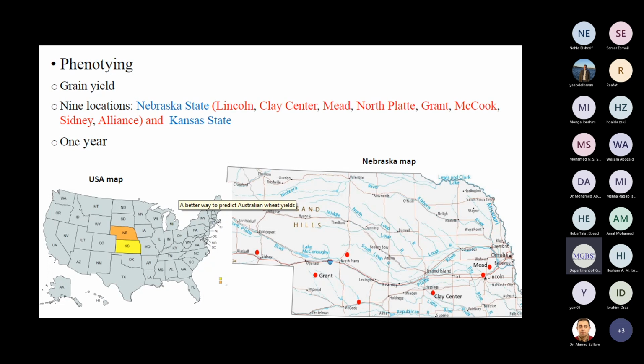We grew these genotypes in Nebraska, where we have 8 locations, 8 cities, as you see here in the red points. Some are in the extreme south, some in the extreme west, some in the extreme east, and there is also Kansas State University. So we aimed to plant our genotypes in different cities or parts that are far from each other.